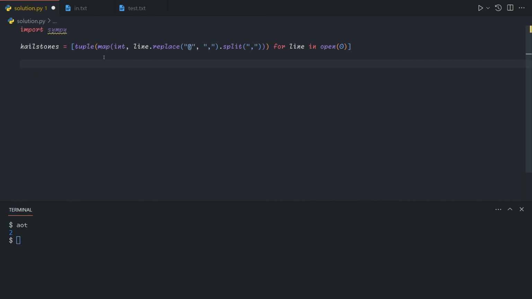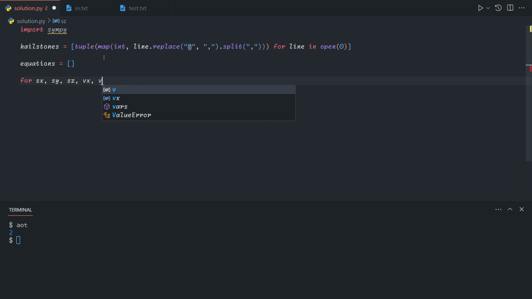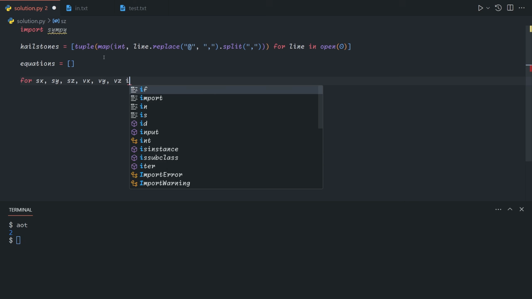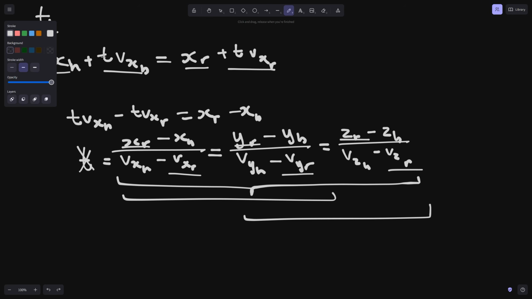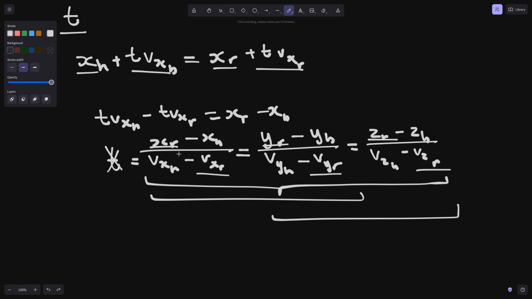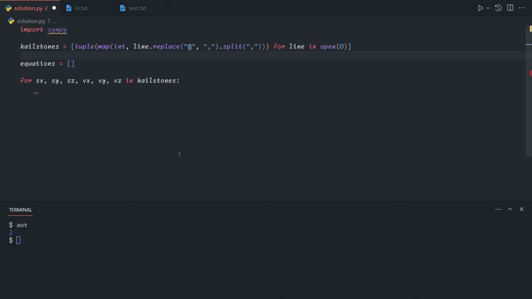And now we're going to look for equations. So for each hailstone, for sx, sy, sz, and vx, vy, vz in hailstones, we're going to construct the equations that we want to add. And so first let's get our rock positions.